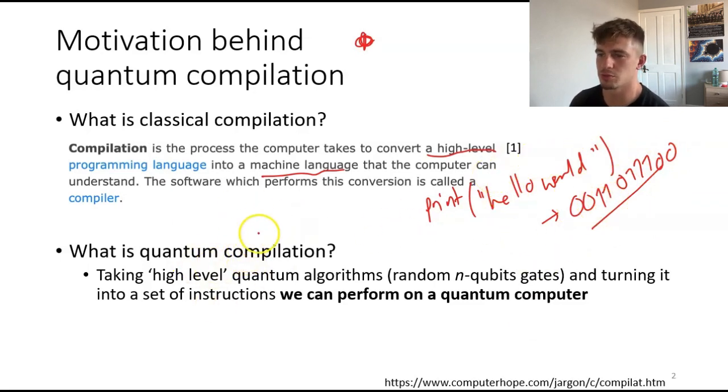Okay, so what is quantum compilation? So now we're just going to do the same thing. We're going to take some high-level quantum algorithm, which in our case is just going to be a random n-qubit gate, so a unitary matrix on n qubits, and we're going to turn it into a set of instructions that we can actually perform on a quantum computer, and we'll get into that a little bit later.